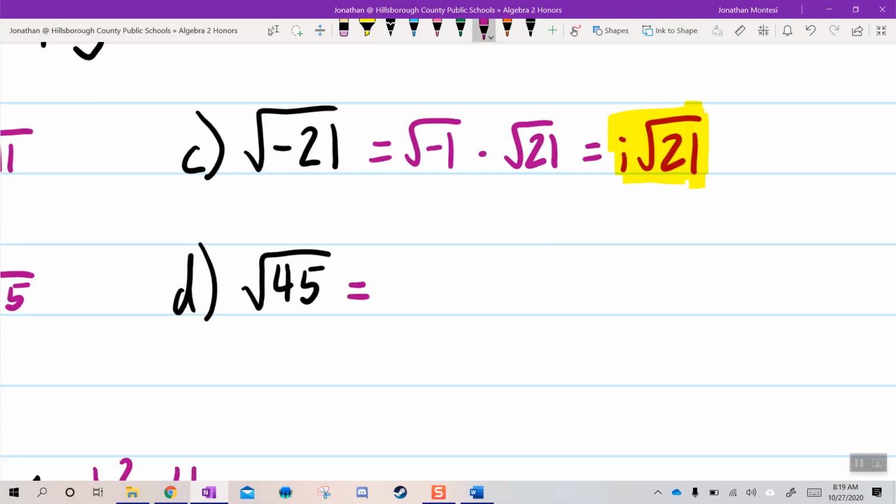45 breaks into the root of 9 times the root of 5. So to simplify that, the root of 9 is 3 with the root 5 left behind.